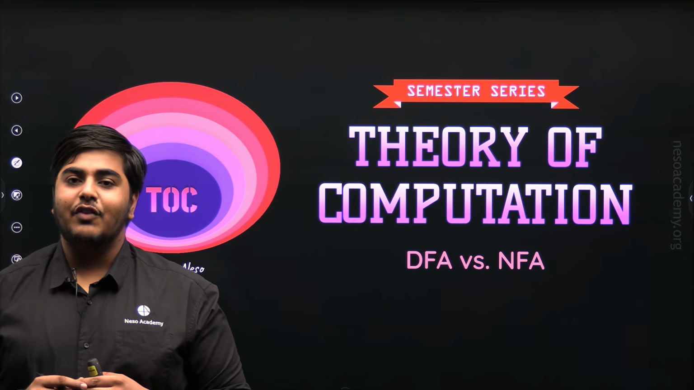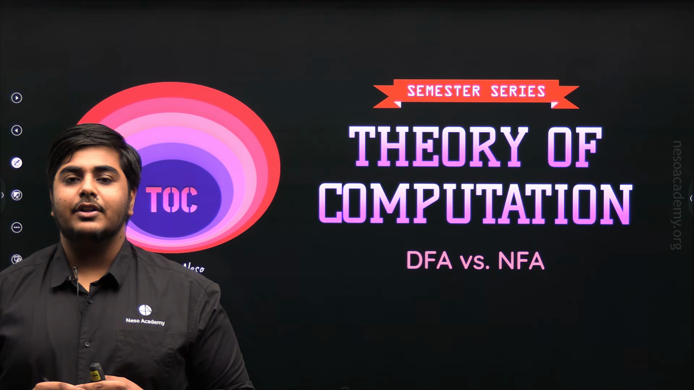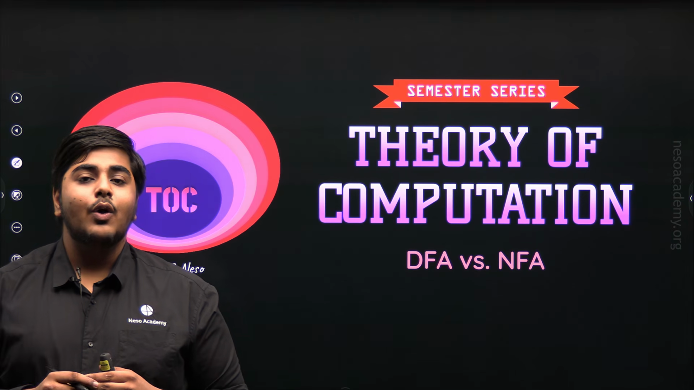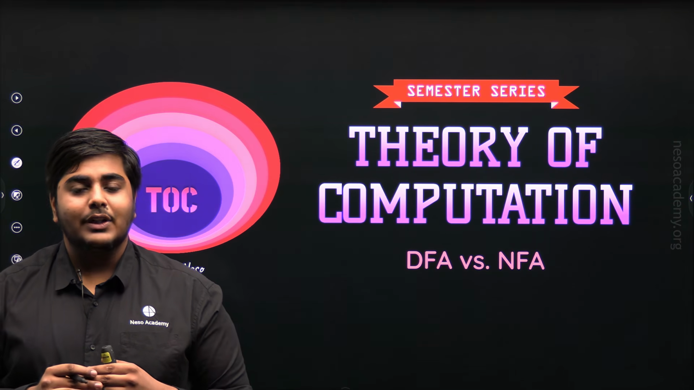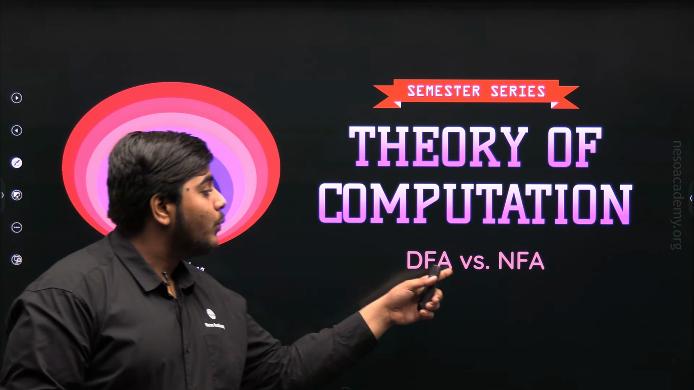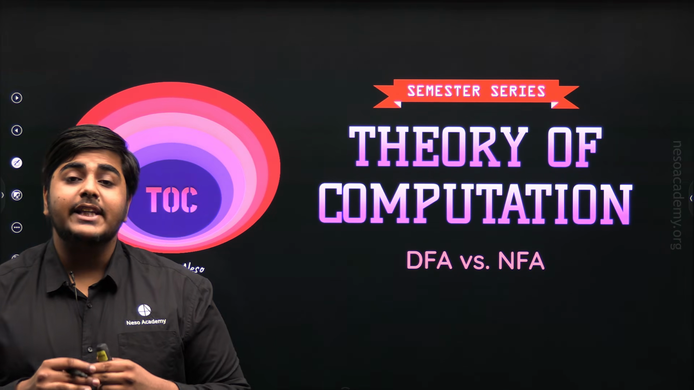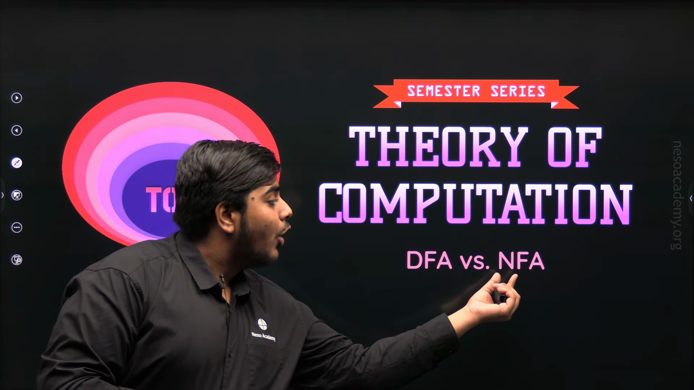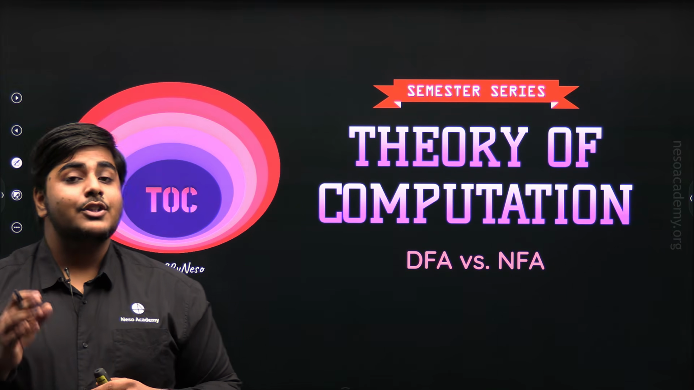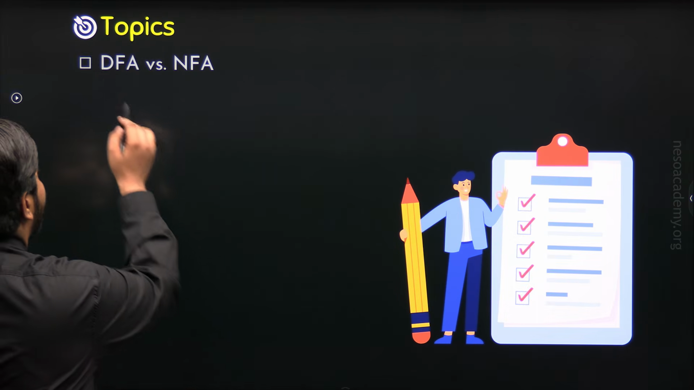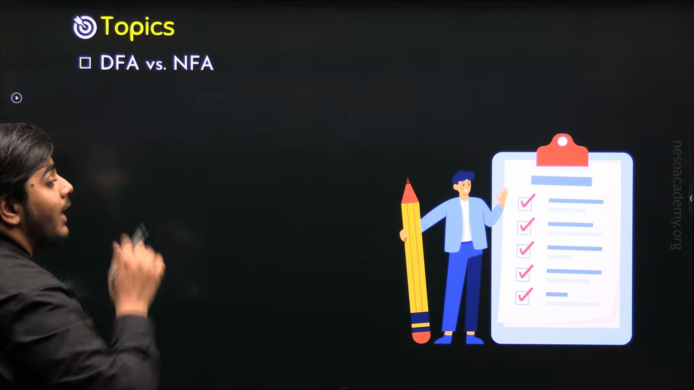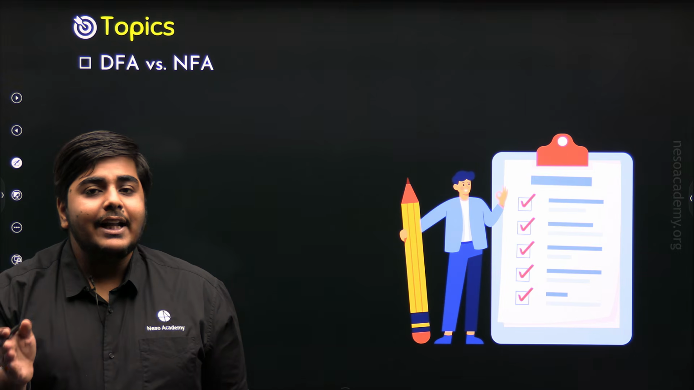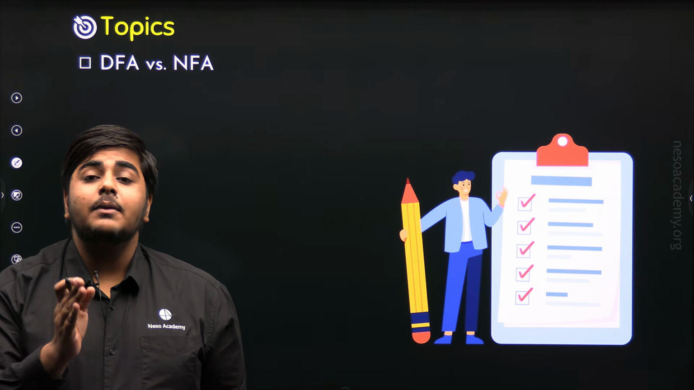We are learning theory of computation, and in the previous lecture, we have understood what is an NFA, and you already know what is a DFA. So now in this lecture, that is DFA versus NFA, we are going to see comparisons between deterministic finite automata and non-deterministic finite automata. So the topic for this lecture would be DFA versus NFA. And we are going to understand the major differences between DFA and NFA on the basis of several properties.